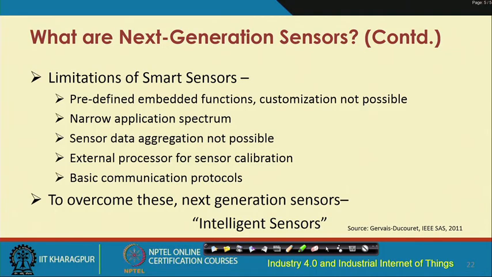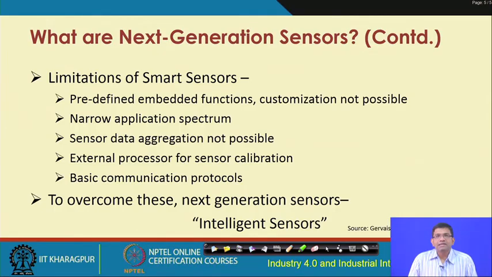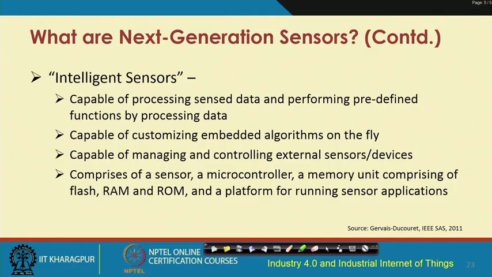But these smart sensors have severe limitations. They have predefined embedded functions that cannot be used for certain customized scenarios. You have to customize them based on certain requirements, and that makes it difficult for use in real-life industry scenarios. Narrow application spectrum is the second limitation. Sensor data aggregation using these sensors is not possible or only limitedly possible. An external processor for sensor calibration is required for these smart sensors, and they support only very basic lightweight communication protocols. For overcoming all of these limitations of smart sensors, next generation intelligent sensors have been proposed. They are in the works, and these are the different features of these intelligent sensors.